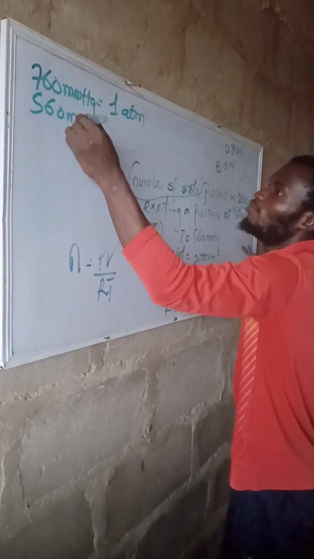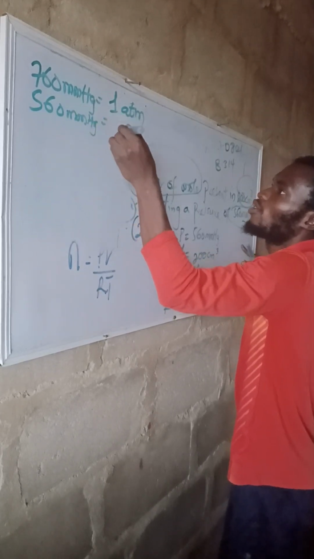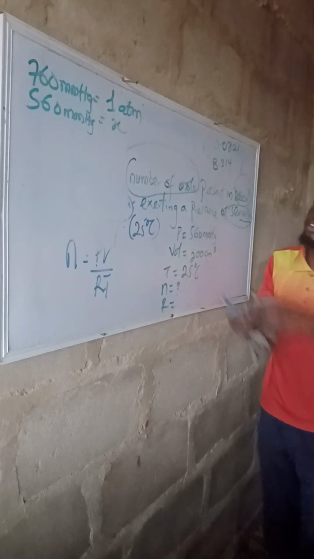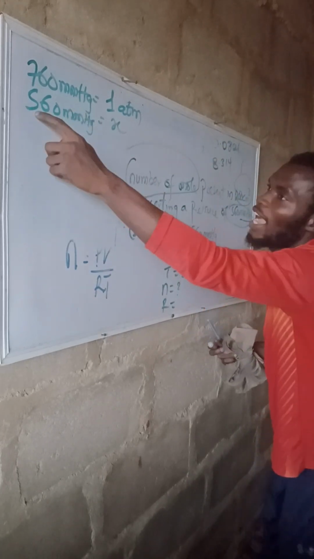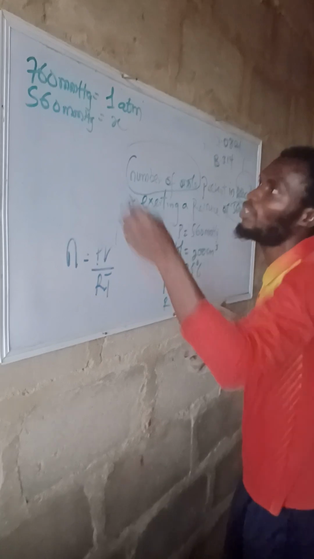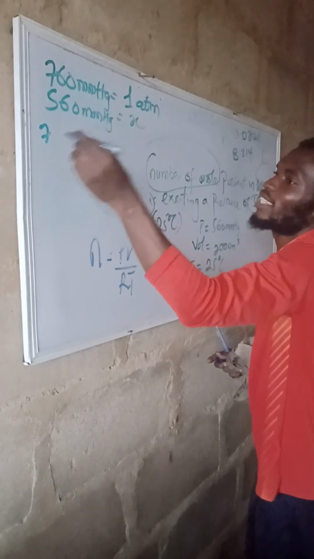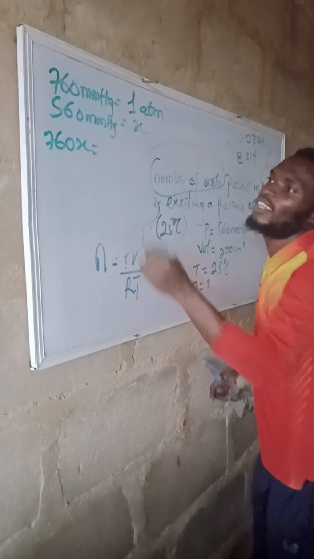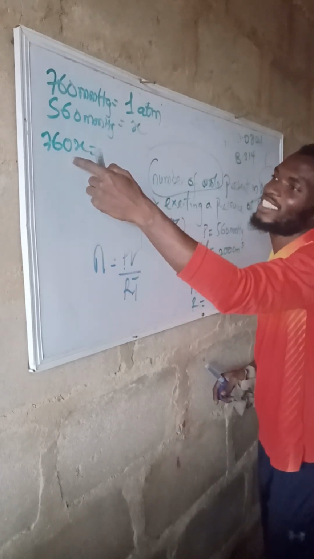560 millimeter mercury, all equals S. We don't know S. Then cross multiply. What would that be? 560 times 1. Then 760 times S. Are we together? 760 S.